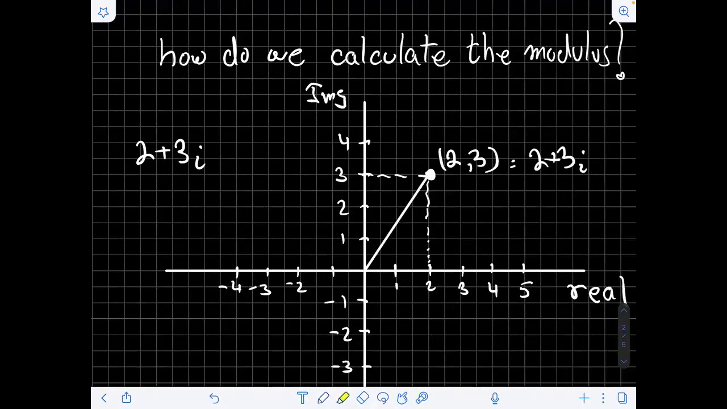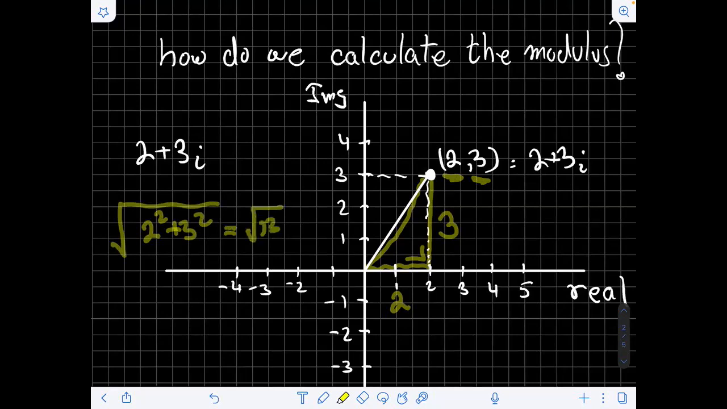If you look at the display, we can see that this triangle is a right-angled triangle. We know that its height is 3, because that's the y of the point. We know that its width is 2, because that's the x of the point. And we can use Pythagoras to find that length. So we do 2 squared plus 3 squared and square root it to get the length, which is the square root of 13 in this case. So this is the modulus of this number.